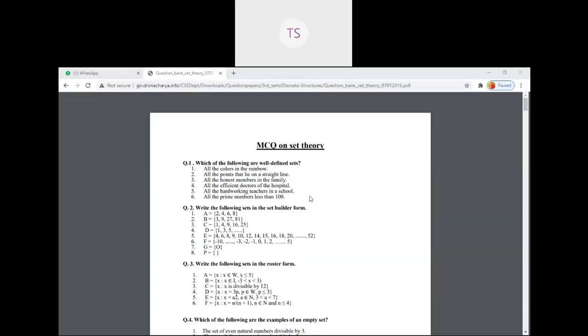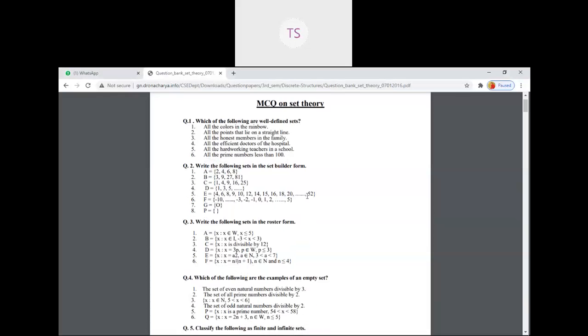Okay, now question number 2. This is like: write the following sets in the set builder form. Now, remember what is a set builder form?